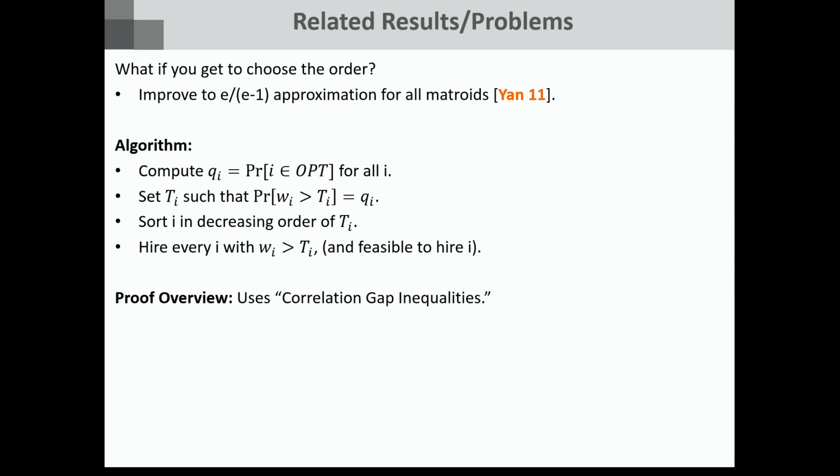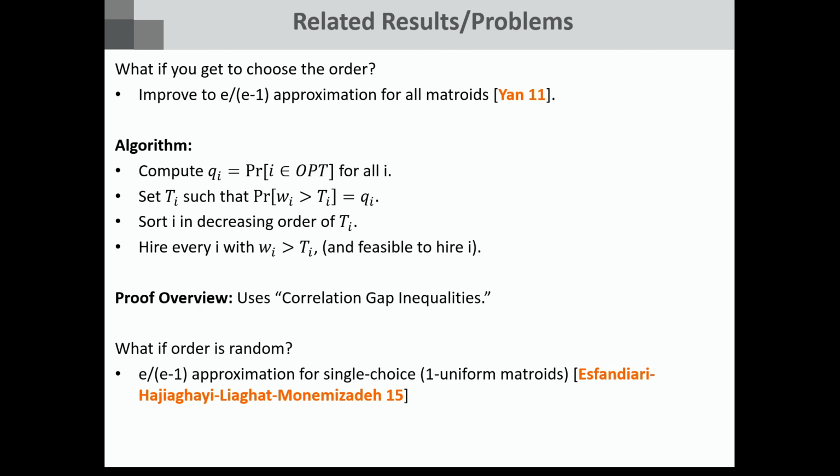Then you sort the elements in decreasing order of T_i. This is why you need to be able to choose the ordering. And then you just hire every secretary that's feasible subject to being larger than its threshold. All I'm going to say about the proof is to give you this buzzword: the main tools used are called correlation gap inequalities.